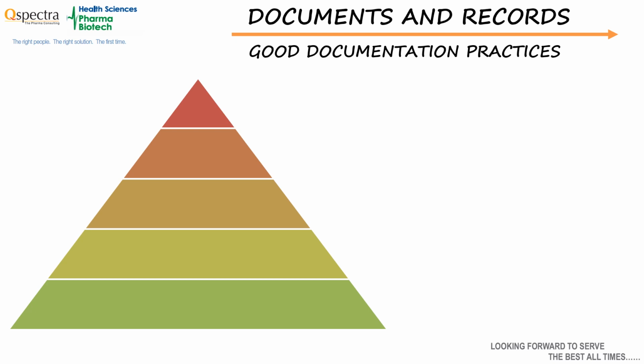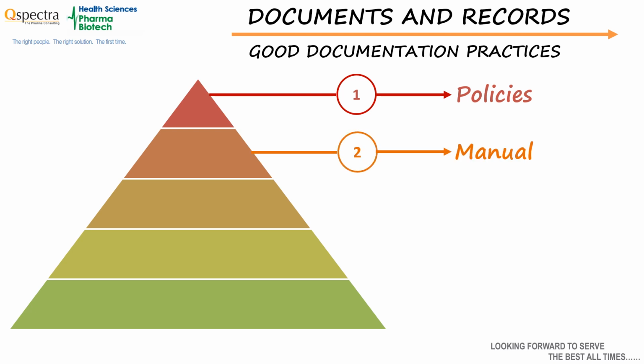On this pyramid, documents are differentiated into 5 different levels. At the top, we have policies. These are course or principle of action proposed by the organization or individual. Below the policies lies the manual. It can be a handbook or instructions. Manual followed by the procedures. A procedure is a standard way of performing a task. This must be officially approved.